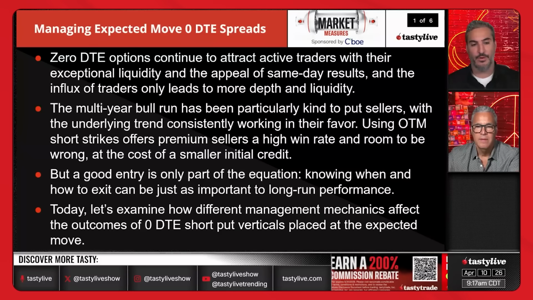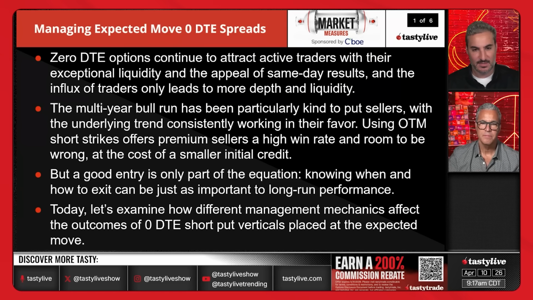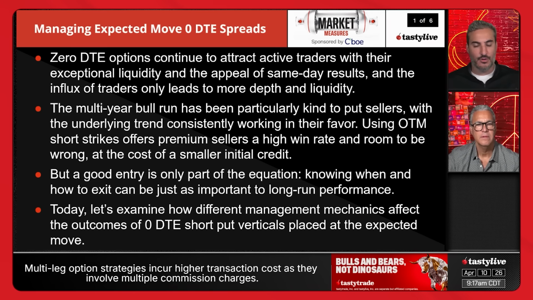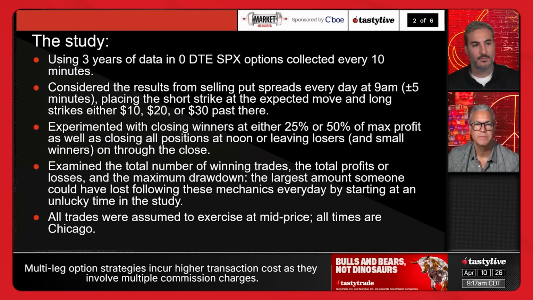We're looking at short put verticals placed at the expected move. We've done a variety of these looks, from at the money put spreads versus iron condors, to variations of iron condor widths. Here we're going to do at the money put spreads with a variety of widths and different management criteria. It's going to be a good one. Take a look at it.